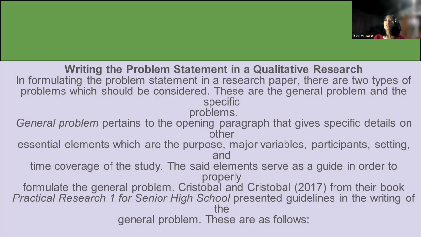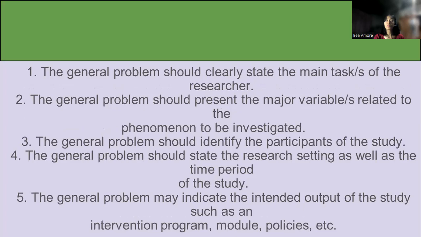Cristobal and Cristobal 2017, from their book Practical Research 1 for Senior High School, presented guidelines in the writing of the general problem. Number 1, the general problem should clearly state the main task of the researcher. So, what is really the direction of your study? General problem, so what are you trying to solve? You're trying to get the relationship. You're trying to know the situation, the status.